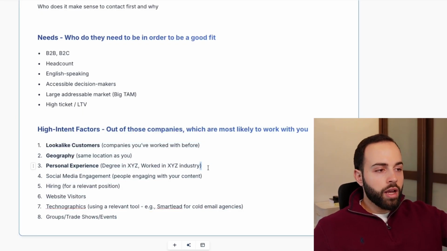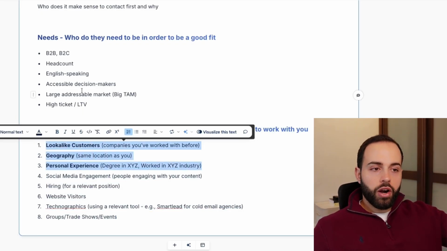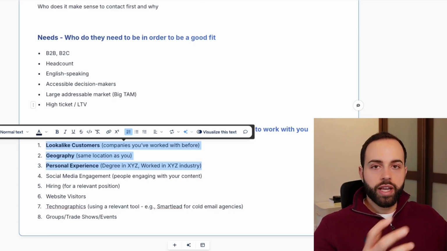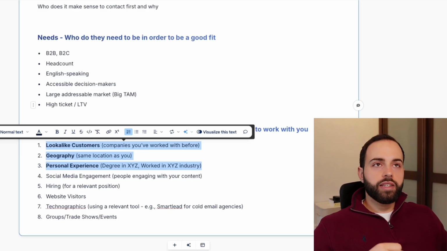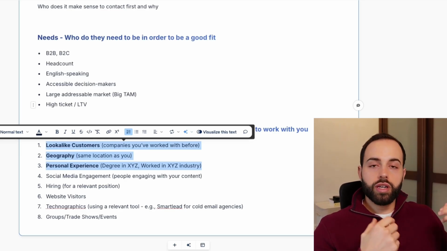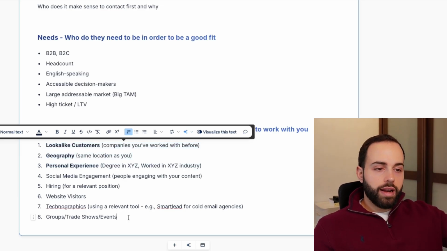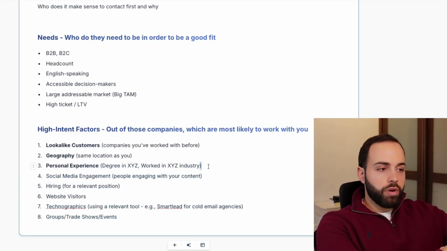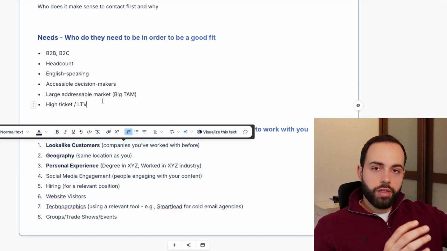Now, the reason why the first 3 factors are in bold is because these are the 3 you're probably going to be using the most. So if you have case studies, or if you have personal experience, or if you're just running a local campaign, these are the easiest high intent factors that you can leverage and take advantage of. Now, if you're able to also leverage some of these 5, then that's also going to be really good. But I would recommend starting off with these 3.